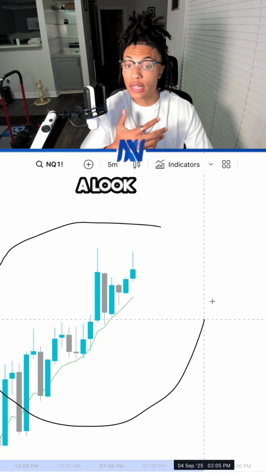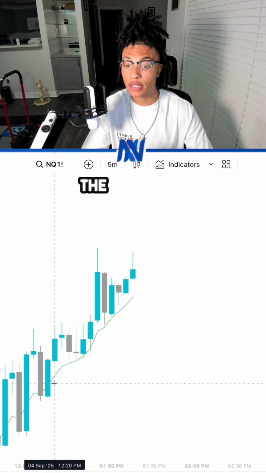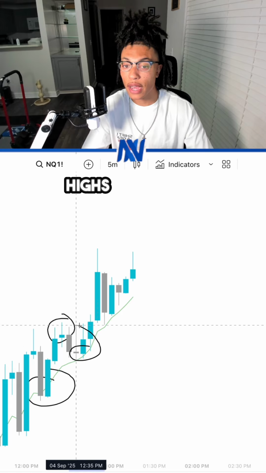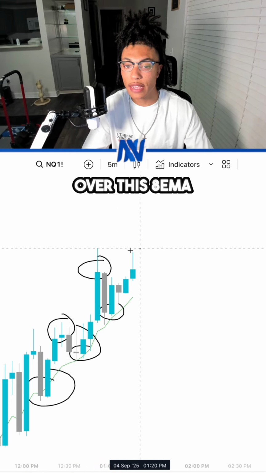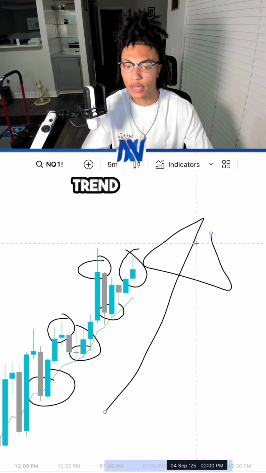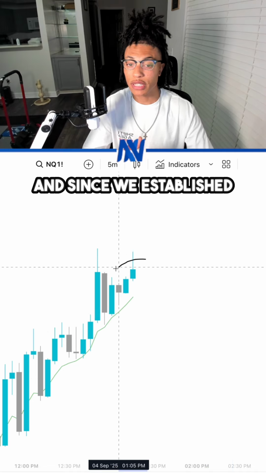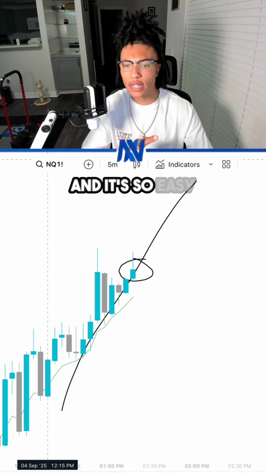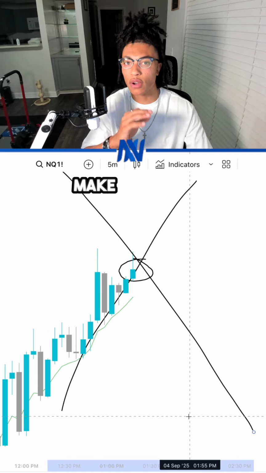Okay, so now let's take a look at this example. First, we need to establish the direction of the trend. So we have higher highs and higher lows being formed over this 8MA, which signals a strong bullish trend going to the upside. And since we established that, we have one more step, and it's so easy, but if you get it wrong, it's gonna make or break your trade.